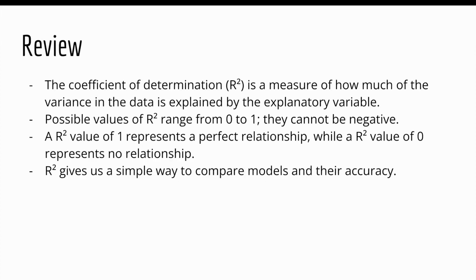Just to review everything, the coefficient of determination is a measure of how much of the variance in the data is explained by the explanatory variable. Our possible range of values for R square is going to be between 0 and 1. An R square value of 1 represents a perfect relationship, while an R square value of 0 represents no relationship, and R square gives us a simple way to compare models and their accuracy.